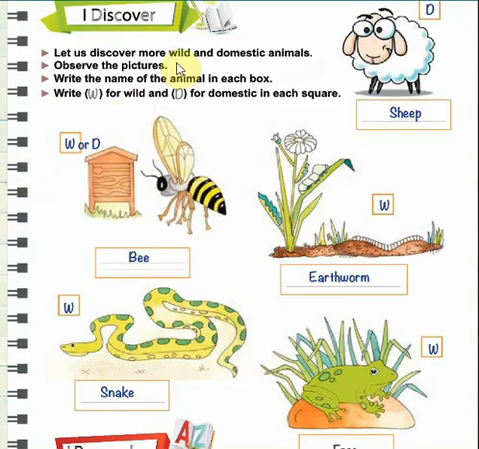Now let's discover more wild and domestic animals. We are going to observe these pictures and write the name of each animal under it. Then we are going to write W for wild and D for domestic in each square here. First we have the sheep, so we write here sheep. The sheep is a domestic animal. Okay? We can benefit from it and it lives in our farms.